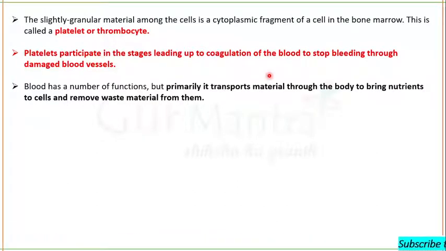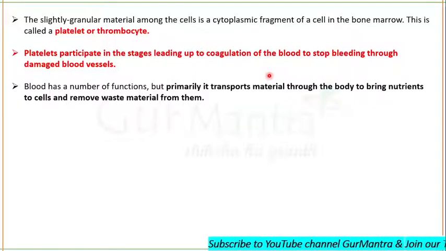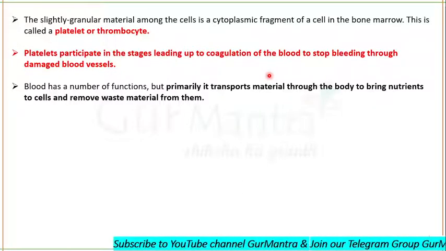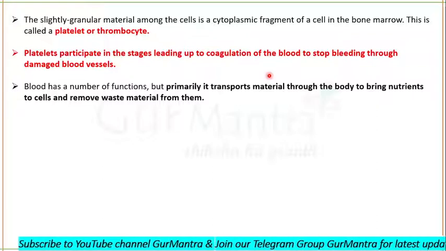Blood has a number of functions, but primarily it transports material through the body to bring nutrients to the cells and remove waste material from the cells. This is all about the connective tissue.